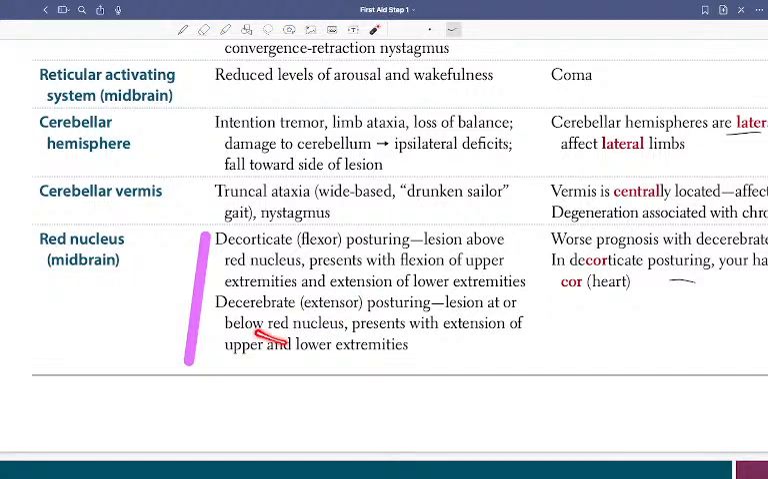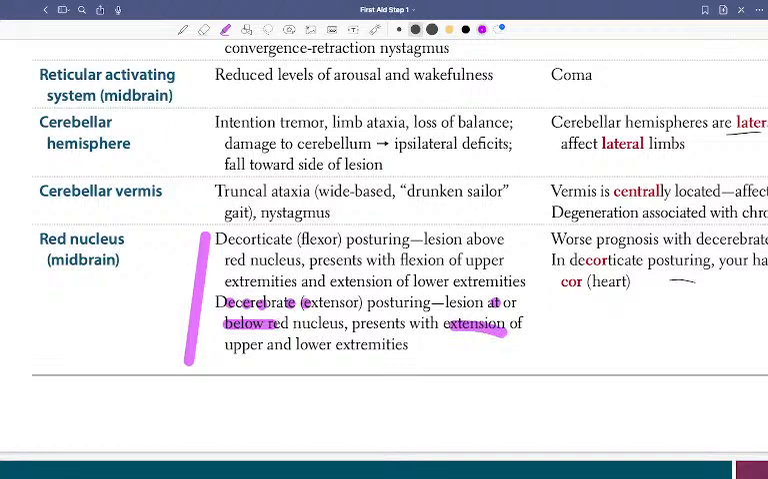Lesion at or below, and presentation with extension of the upper as well as lower extremities. Here also it is the upper extremities, and this can be different, so just remember this one. There are lots of E's in decerebrate, so that's why this is an extensor. Lesion at or below the red nucleus, right?